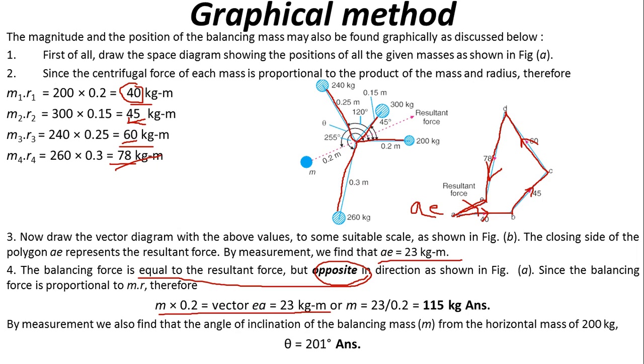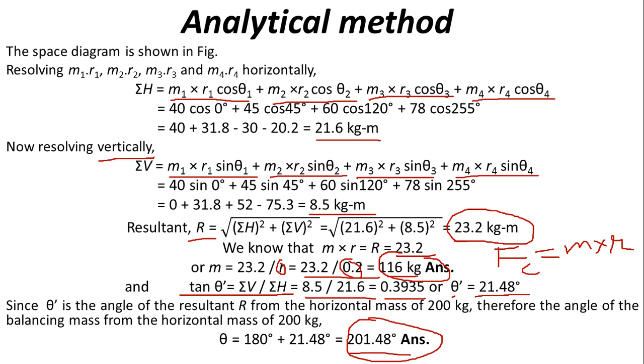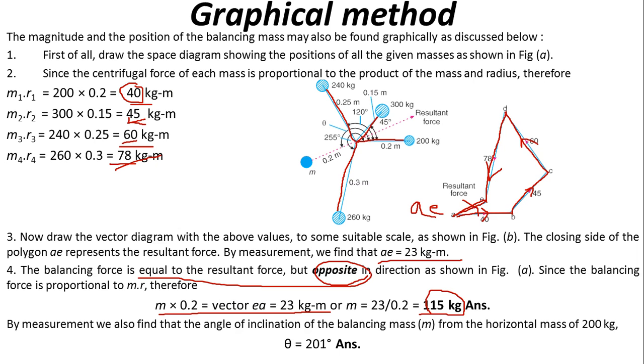Using this you get the m value as 115 kg. So the same answer that you got in the analytical method, you get here. Analytically you had got 116 kg, and by graphical you get 115 kg, so it is near to that. And the angle, just measure the angle. This is the resultant, but the balancing one will be in the opposite direction, which will be here.